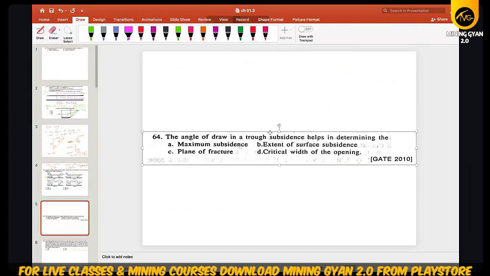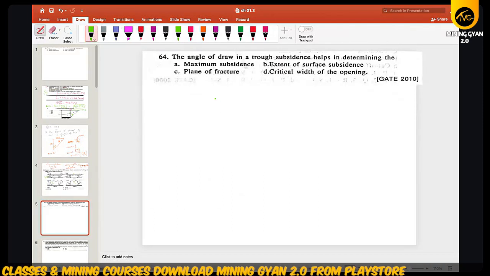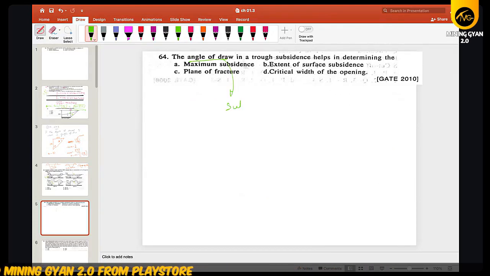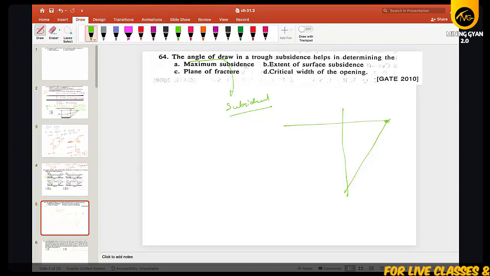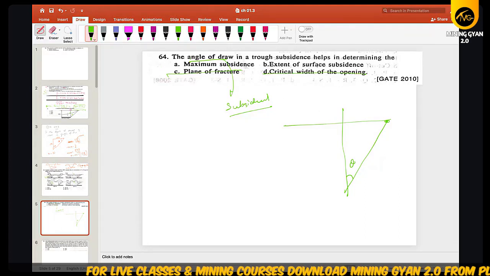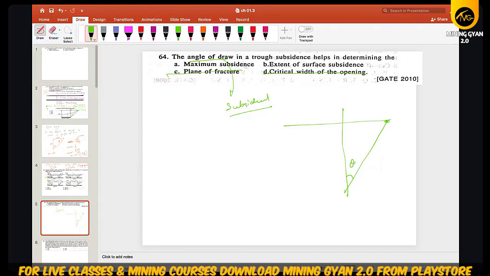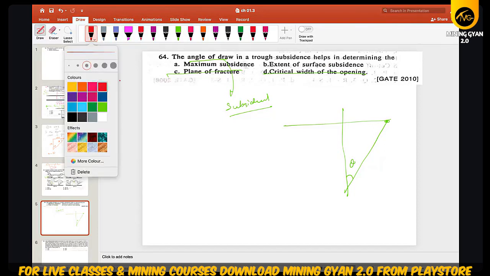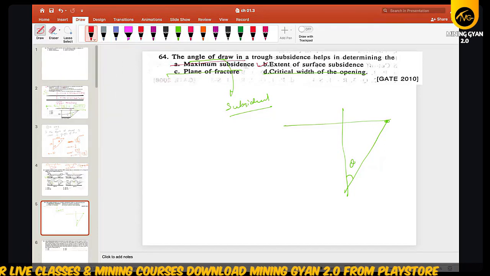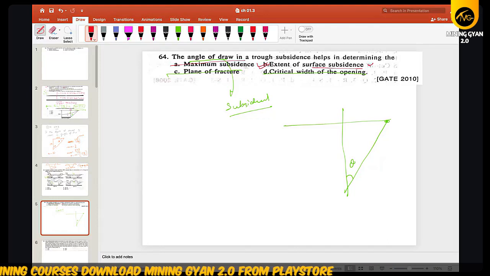The angle of draw. Whenever this name comes, you should know it is related to subsidence. What is the subsidence? The point where it starts and the vertical line, that is what they are talking about. So it is not plane of fracture, it is not critical width of the opening. Then only two options: maximum subsidence and extent of the surface subsidence. So it is not the maximum subsidence, it is the extent of surface subsidence.